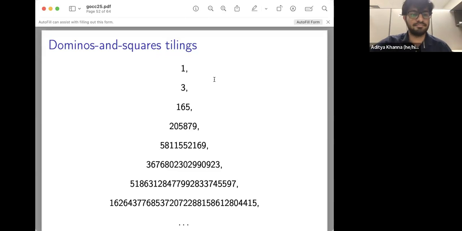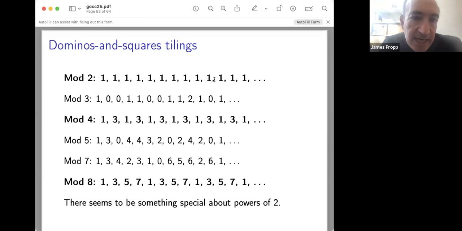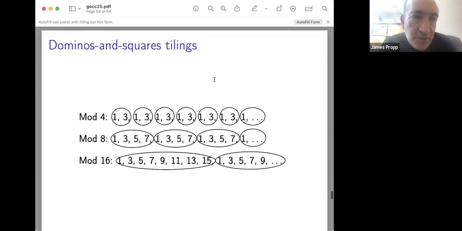Okay. So anyway, yes, these numbers are all odd. They don't seem to exhibit any nice patterns mod 3, but if you look mod 4, it goes 1, 3, 1, 3, 1, 3, etc. Mod 5 doesn't show us anything. Mod 6 won't because mod 3 doesn't. Mod 7 doesn't, but mod 8 shows 1, 3, 5, 7, 1, 3, 5, 7, 1, 3, 5, 7. So there seems to be something special about powers of 2. And in fact, if we look at these repeating blocks for mod 16, we have 1, 3, 5, 7, 9, 11, 13, 15, which seems especially nice. Actually, for mod 32, it doesn't just count up from 1 to 31 by odd numbers.